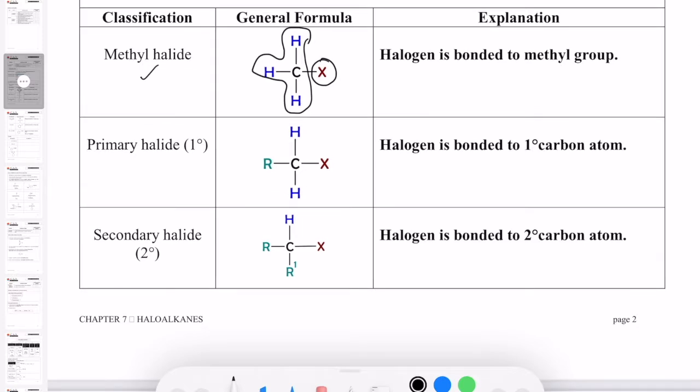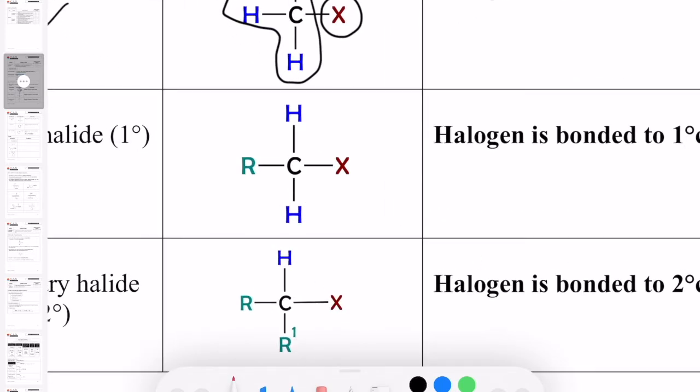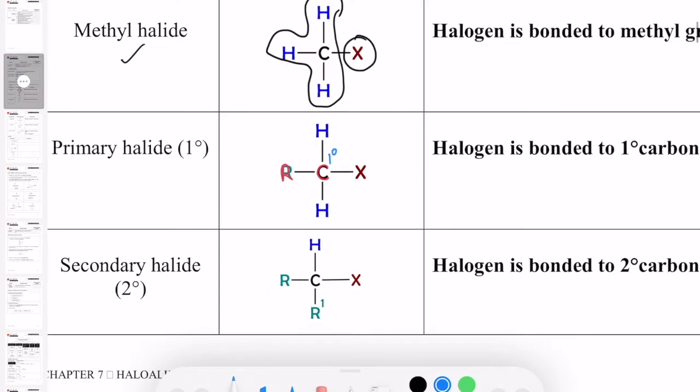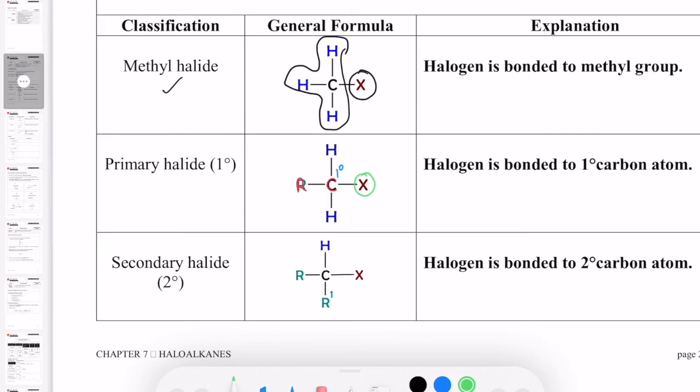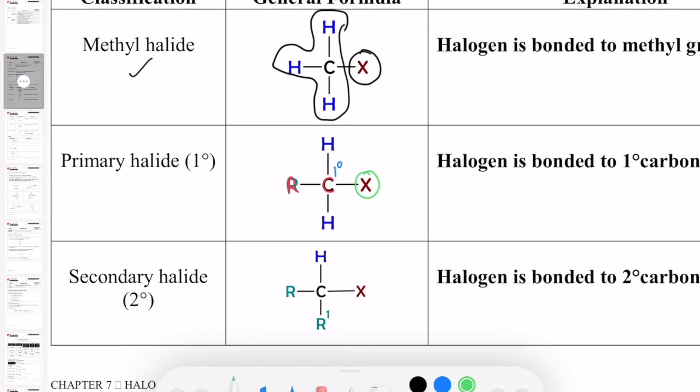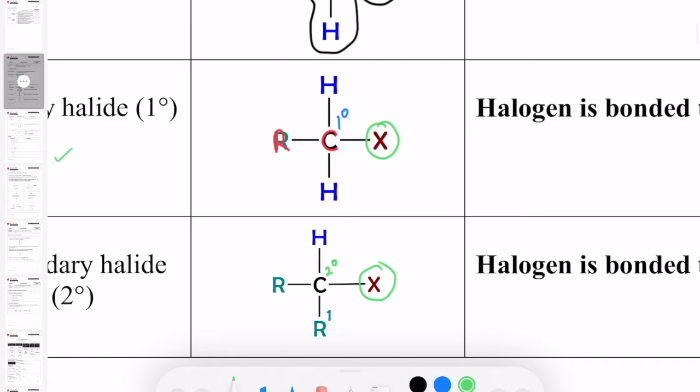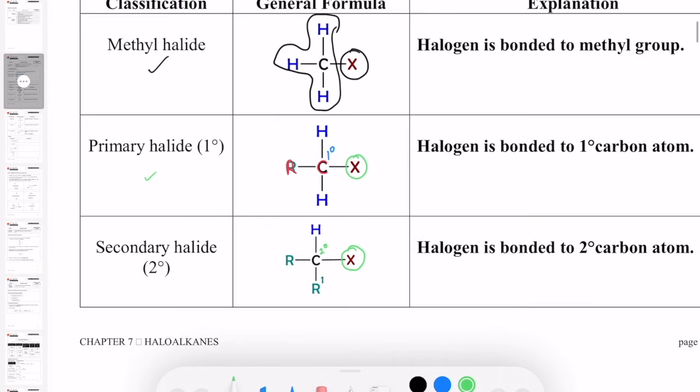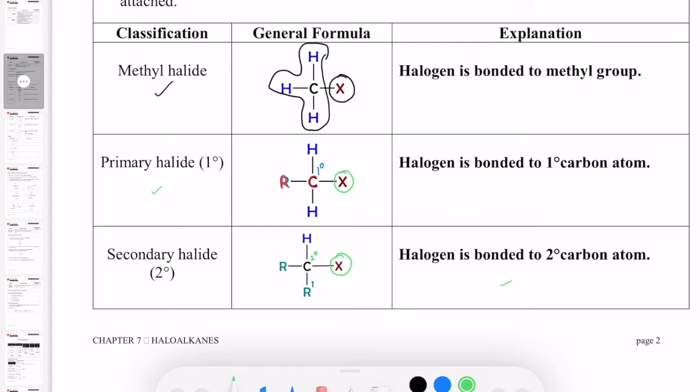Now, primary halide is when the halogen is bonded to a primary carbon. As you can see here, this carbon is bonded to one alkyl and the rest is H. So if we classify, this carbon is a primary carbon. Now, since the X or the halogen is directly attached to the primary carbon, therefore it is a primary halide, sometimes called primary haloalkane. Secondary haloalkane or secondary halide is when this carbon is a secondary carbon. So this halogen is attached to a secondary carbon, as you can see here, the halogen is bonded to a secondary carbon atom.